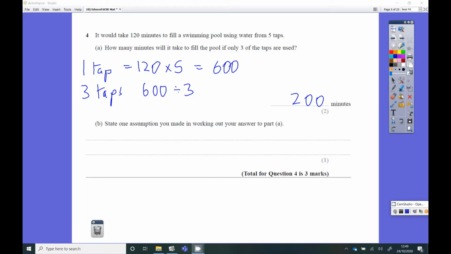So for part B, state one assumption you've made in working out your answers to part A. So you need to say something like the taps are running at the same speed, or they all take an equal amount of time to fill the pool. All taps produce the same amount of water. So I'm going to go for taps are running at the same speed.